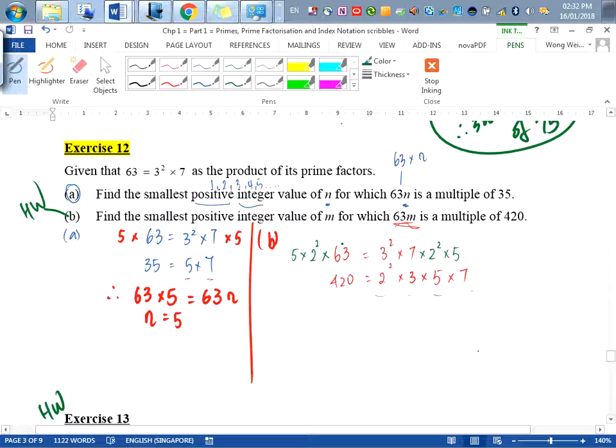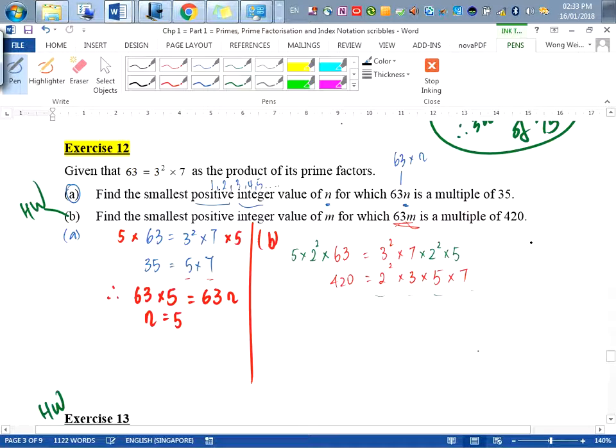Can you tell me how much this is? Can somebody just calculate quickly and tell me how much this is? 3 squared times 7 times 2 squared times 5. What? 1260. The question didn't ask me to calculate. I just want to know, to satisfy my own curiosity. Is this 1260 a multiple of 420? Is it? Yes, it is. Okay, so now we are sure that this is a multiple already.